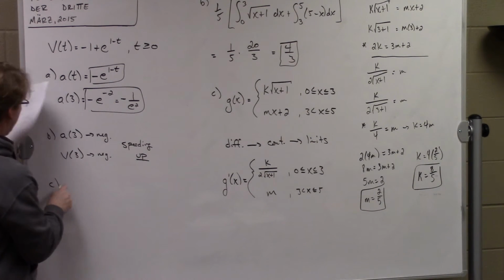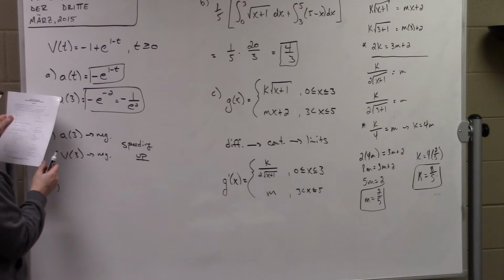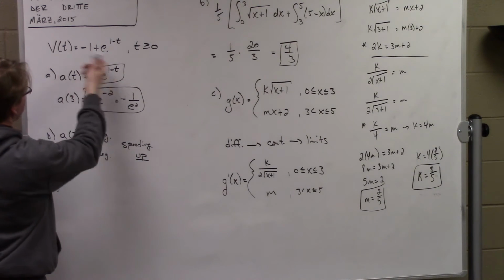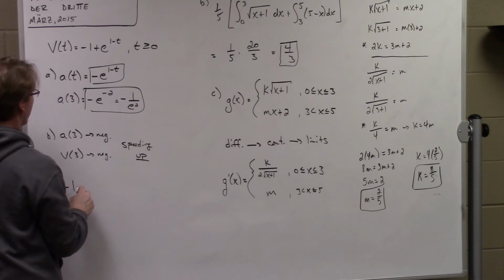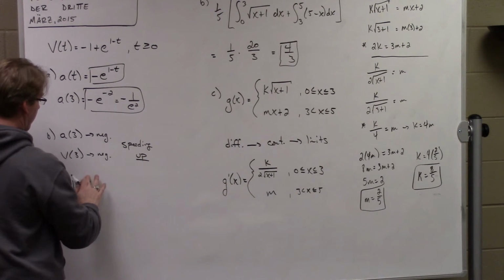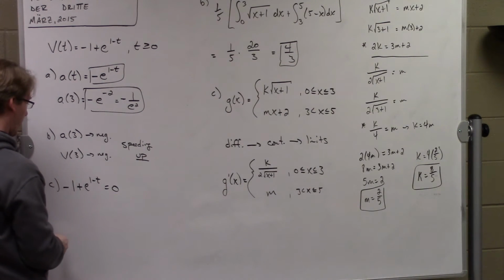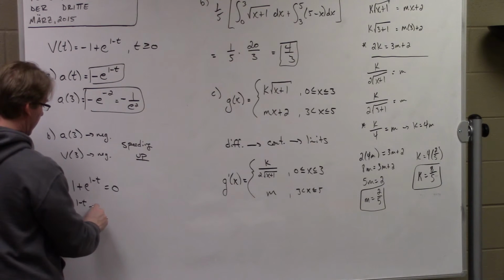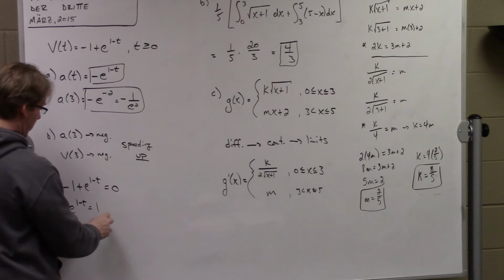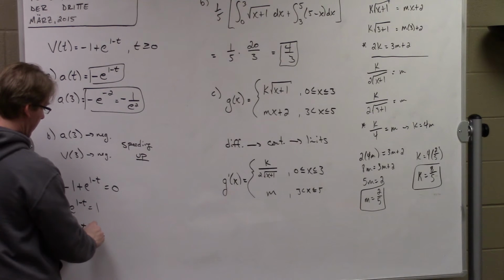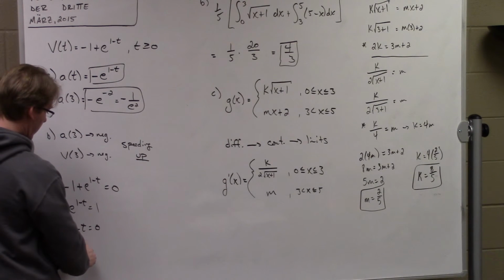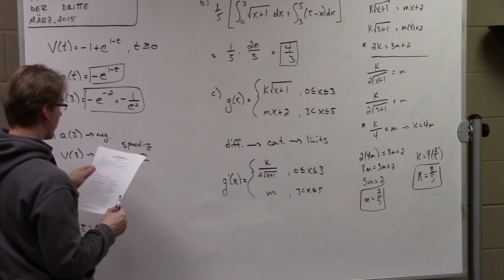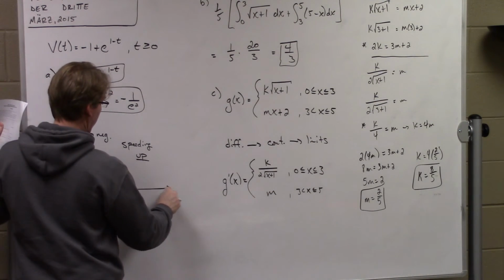C. Find all values of t for which the particle changes direction. All right, I need to set my velocity equal to 0. I'm going to do -1 plus e to the 1 minus t equals 0. Might actually get you a point. I don't think it did on this one. First thing I'm going to do is add 1, so e to the 1 minus t is equal to 1. Take the natural log, you get 1 minus t, natural log of 1 is 0, and then solve and get t equals 1.